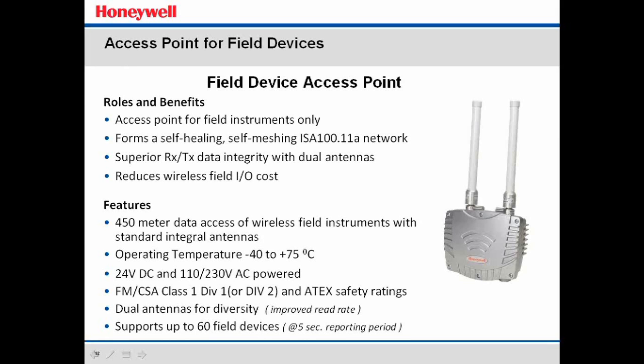The dual antennas, we talked about that. Every FDAP in a network can support up to 60 field devices at a 5 second or greater reporting rate. If your update rate requirement is 1 second system-wide, that number goes to 18 per FDAP.